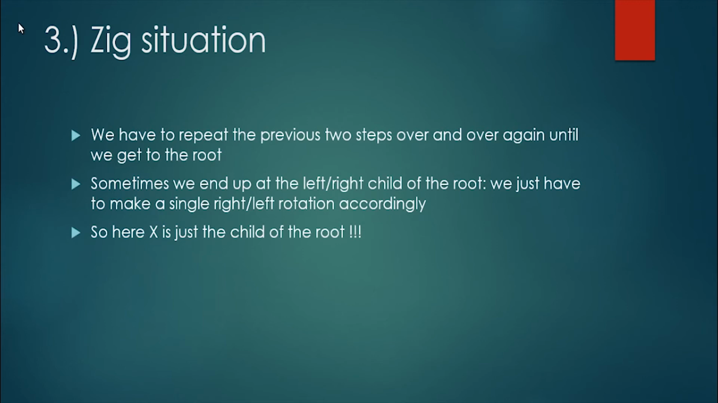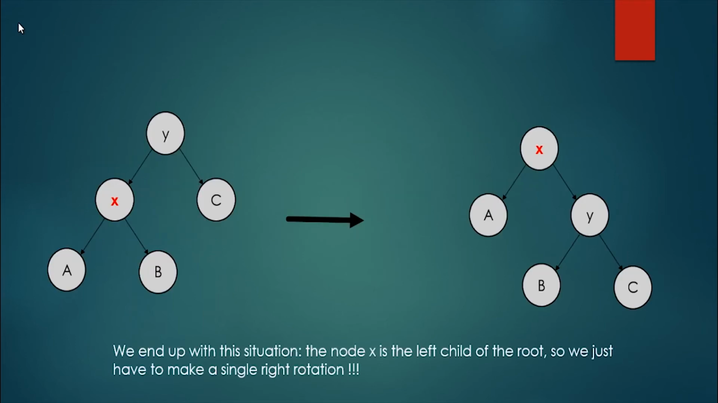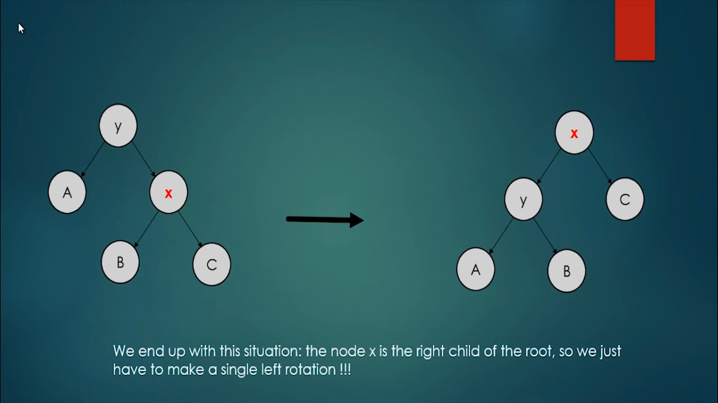So in this zig situation, x is just the child of the root. For example, if x is the left child of y, we just have to make a simple right rotation, and as you can see, with this rotation the x will be the root. So we just have to make a single right rotation. If the x is the right child of the root, then we have to make a left rotation.